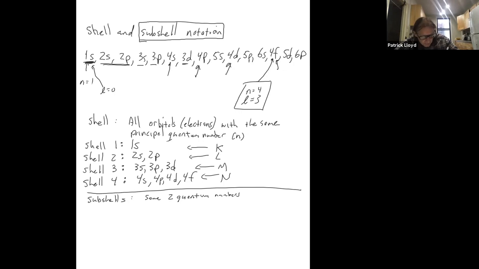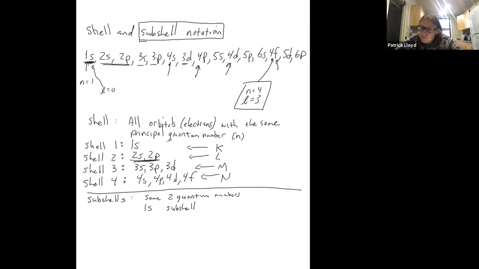Okay, so for example, these two have different L values, right? They have the same value of n, so they're in the same shell, but they have different values of L, so they're different subshells. So we would say that the 1s is called a subshell. It's part of the shell that has n equals 1. Now, it turns out it's the only one in there, but nonetheless, in general, the subshell is all the orbitals, all the electrons that have the same value of n and the same value of L.